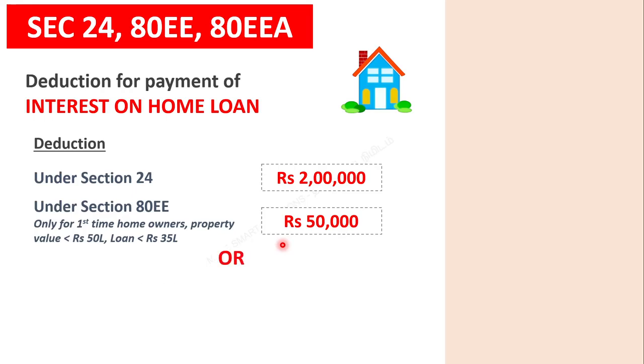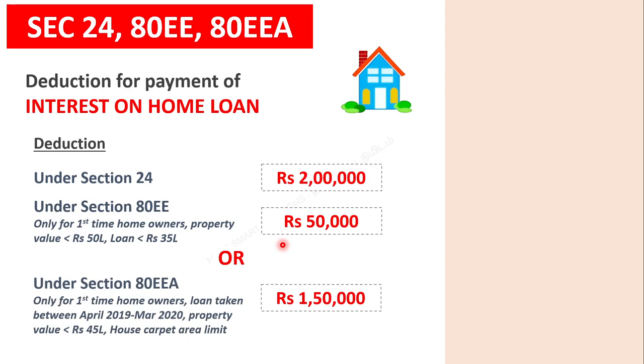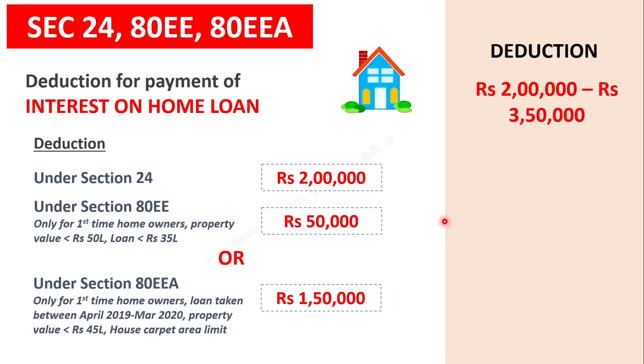There is one more section called section 80EEA, which was introduced 1.5 years back, where you can claim additional deduction of about 1.5 lakhs. But you cannot claim 80EE and 80EEA together. Either you can go for 24 plus 80EE or 24 plus 80EEA. Now, what would be the total savings here? As the maximum deduction is 2 lakhs plus 1.5 lakhs, 3.5 lakhs, the maximum tax savings you can do is about 1,05,000 if you are in the 30% tax bracket.